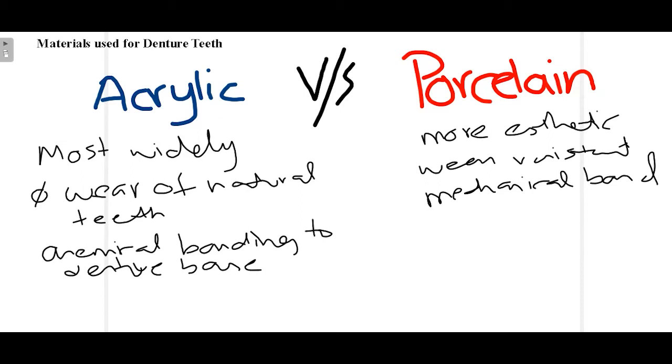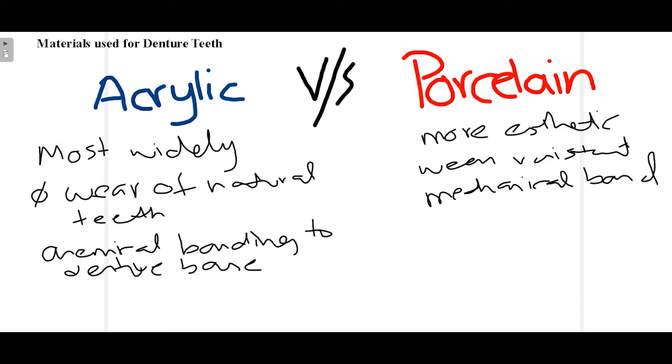On the other hand, talking about porcelain, porcelain is more aesthetic as compared to acrylic. It wears less as compared to acrylic, and it bonds mechanically to the denture base, not chemically. It has an interlocking mechanism where porcelain binds to the denture base. Porcelain should be used when a good amount of inter-ridge space is available, the ridges are well formed, and superior aesthetics are required. But certain contraindications are also present: when natural teeth are present in the opposing dentition, porcelain results in wearing of those natural teeth.